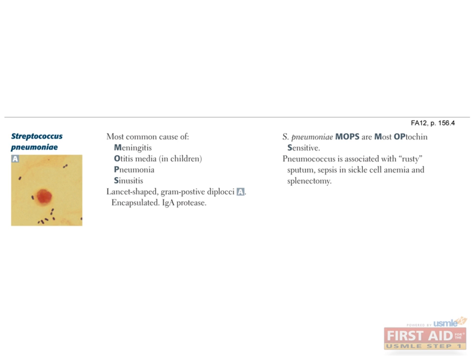Strep pneumo is our alpha-hemolytic gram-positive cocci that is optochin sensitive. MOPS is a useful mnemonic for remembering the types of infections that strep pneumo causes: meningitis, otitis media, pneumonia, and sinusitis. Strep pneumo, not Neisseria meningitidis, which we'll discuss in the gram-negative section, is the most common cause of meningitis in children 6 months to 6 years and in the elderly.